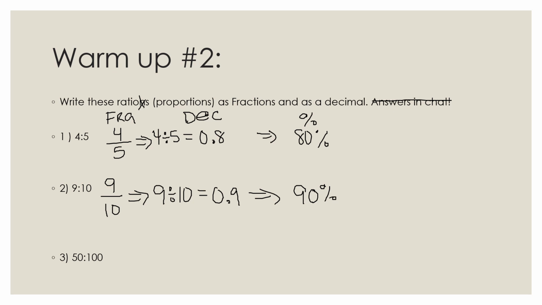Last but certainly not least is 50 out of 100. Now, some of you may already know what this one is, but we're going to look at it anyway. 50 out of 100 as a fraction would give us 50 on top and 100 on bottom. And then if we turned that into a decimal, we would have to go 50 divided by 100. And look at what you got on your calculator, guys, if you couldn't see it. Yeah, that's right. It's 1/2. It's 0.5, or 50%.